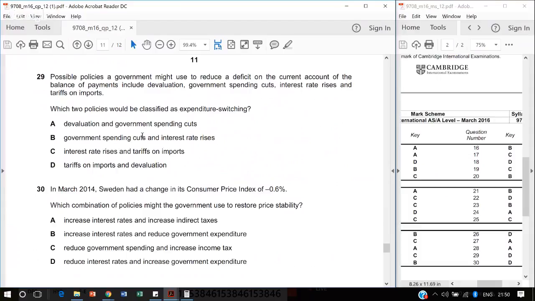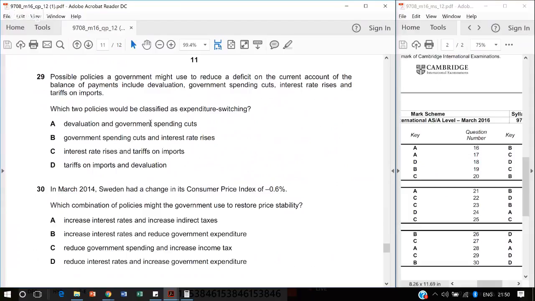Okay, so expenditure switching, you're aiming to get consumers to buy goods that are produced domestically instead of produced on the world market. So how could they use this to reduce the deficit on the current account: by devaluation, government spending, interest rates, and tariffs and imports? So devaluation and government spending cuts.